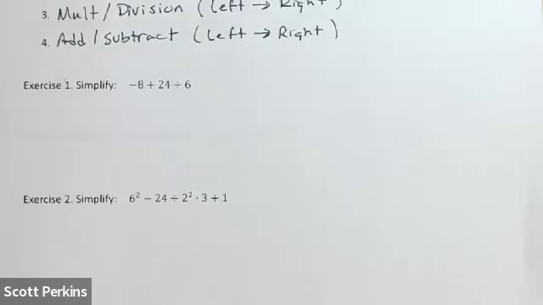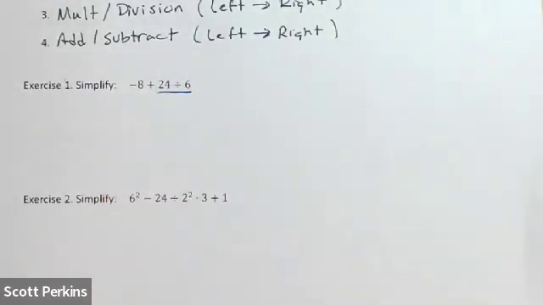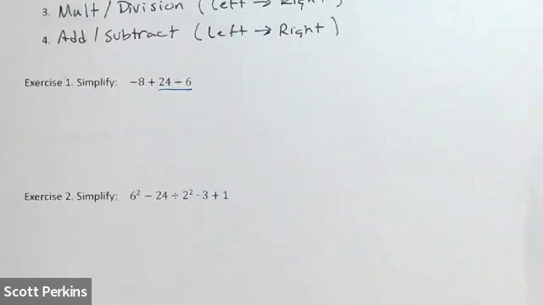All right, so on this problem, -8 plus 24 divided by 6, there are two operations. Which one am I going to do first? Yep, the division comes first. That is step 3 on our hierarchy that we have right above. So the 24 divided by 6. Now, when I do a problem, you're going to notice I like to just do one thing at a time. I like to then rewrite the problem.